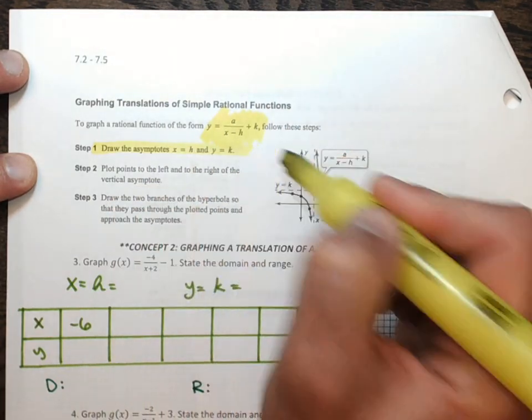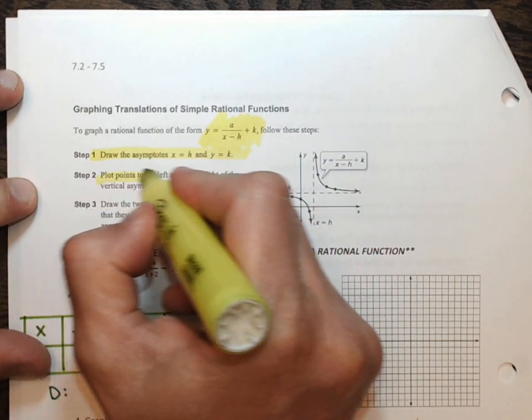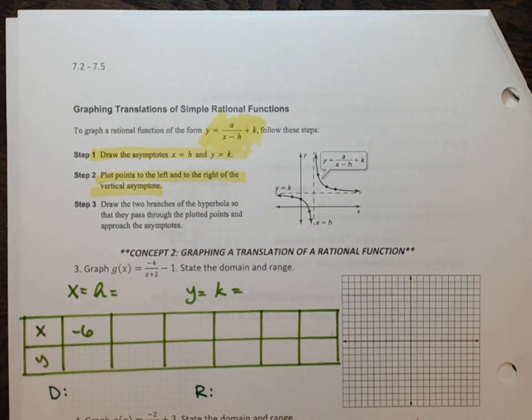We've got 3 steps. We are going to draw the asymptotes, and your new asymptotes are not going to be your axes. It's going to be x equals your h, and y equals your k. Basically, we're going to plot points to the left and right of those asymptotes. I'd say 3 to the left, 3 to the right is our bare minimum, which is all you need. And then draw your lines, make some hyperbolas, and there you go.